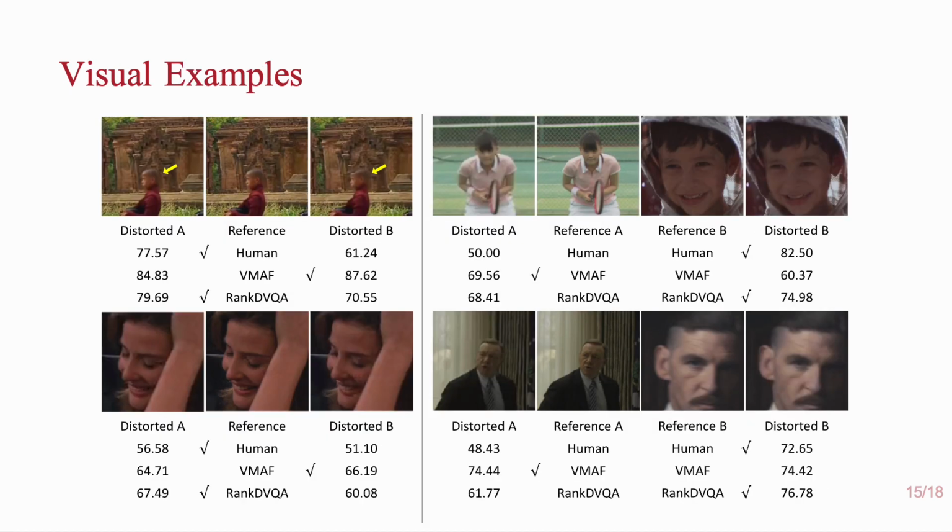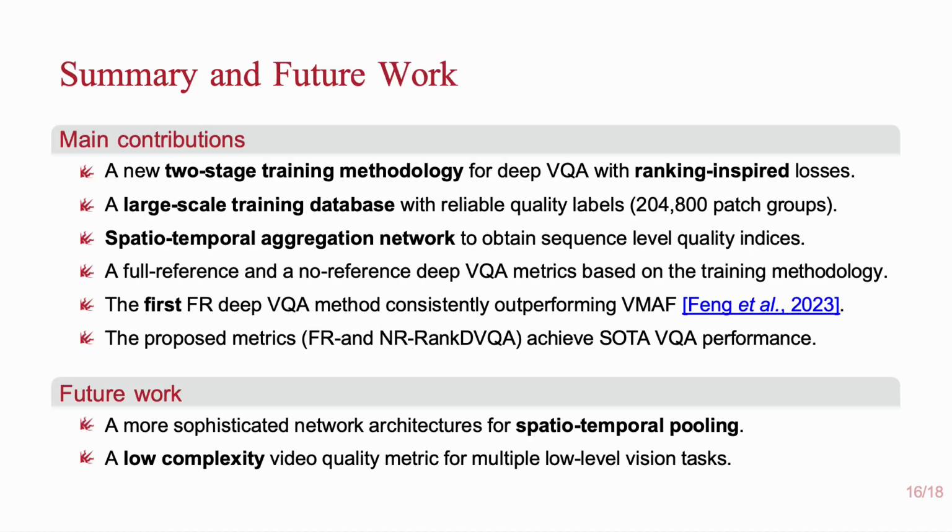There are some visual examples. For the same source frames on the left, the distorted video A is given a higher subjective quality score than video B, and RankDVQA correctly predicts this. Similarly, for the different source frames on the right, although distorted video B shows less visual distortion from its reference compared to the distortion between distorted video A and reference A, VMAF fails to predict the correct quality ranking. The proposed method does.